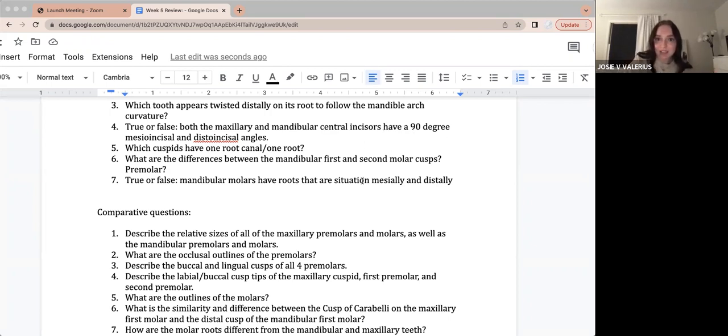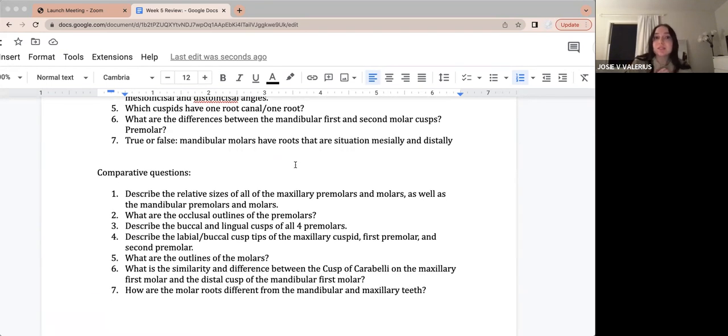So this statement is false because on the maxillary central incisor, the distoincisal angle is rounded. The mandibular central incisor, both of those angles are 90-degree. But on the maxillary, the only angle on the incisal that's 90 degrees is the mesioincisal angle right in the middle.